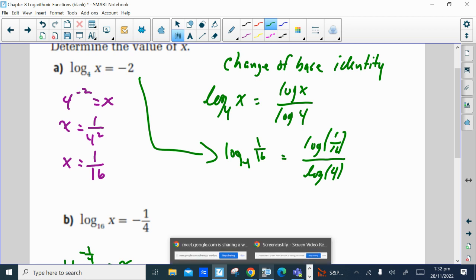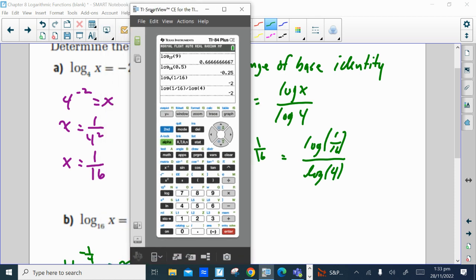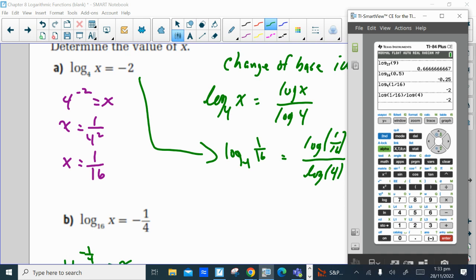So if you use the change of base identity, again, this allows you to just use the log key. The log of 1/16, you're going to close the bracket after that, divided by the log of 4. It does equal -2. So it works. But the change of base identity can be used to evaluate any log with any base, because it makes it so that the bases are base 10, which our calculator is programmed to evaluate.